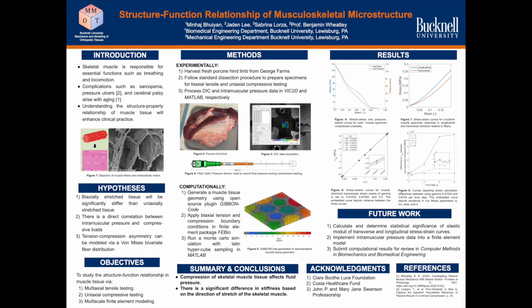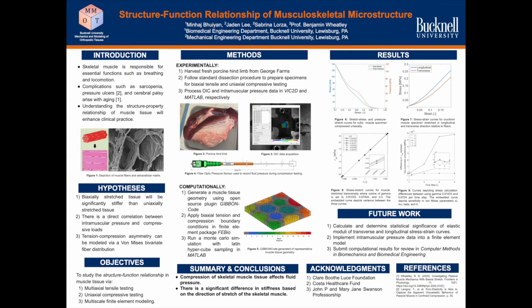The tissue was loaded into a biaxial testing machine and either stretched or compressed, and the raw force data from the biax was collected. In addition, a digital image correlation system was used to capture strain data for the tensile tests, and a fiber optic sensor was used to obtain pressure data for the compression tests. All data was processed and analyzed in custom-written MATLAB scripts.